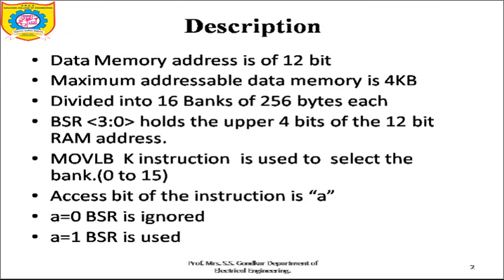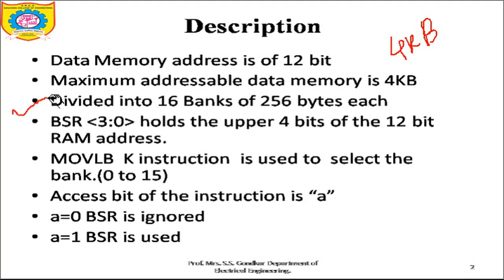Each register in the data memory has a 12-bit address. As it is a 12-bit address, it allows up to 4 KB of data memory. As we already know, the data memory map is basically divided into 16 banks. See here, you can see the data memory map is divided into 16 banks, and each bank is of 256 bytes.